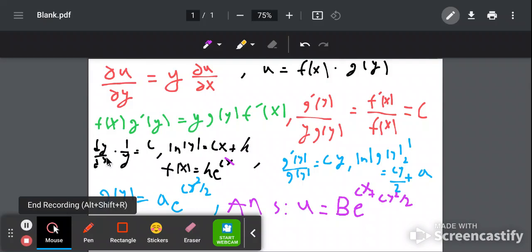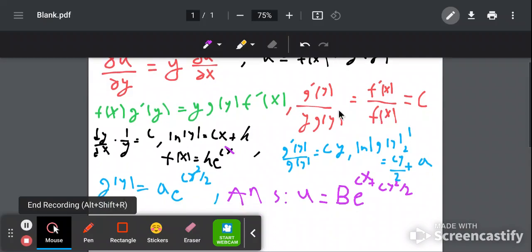So we can integrate both sides, and if we do, we get ln of the absolute value of y is equal to cx plus k. If we solve for y, which in this case is f of x, it is equal to k times e to the cx. That's the general solution to one of the ODEs.